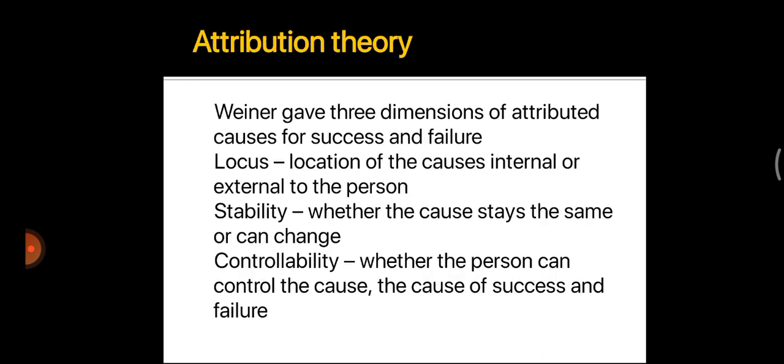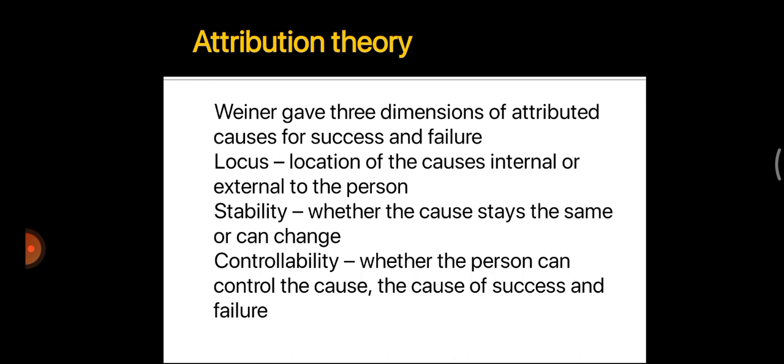Then the next important theory is attribution theory. Weiner gave 3 dimensions of attributed causes for success and failure. Number 1 is locus, the location of the cause, internal or external to the person. Stability, whether the cause stays the same or can change. Controllability, whether the person can control the cause of success or failure. Locus is closely related to the self-esteem of the individual and also to the sense of taking responsibility.